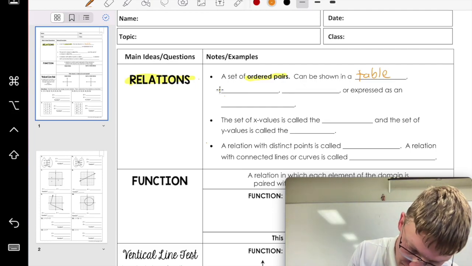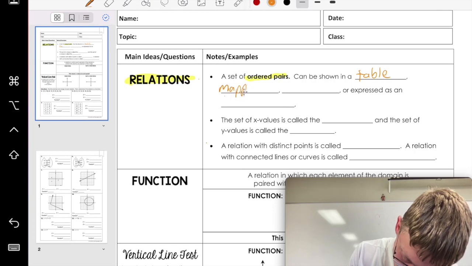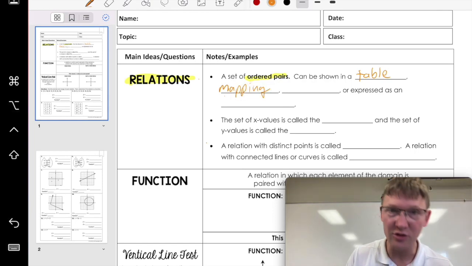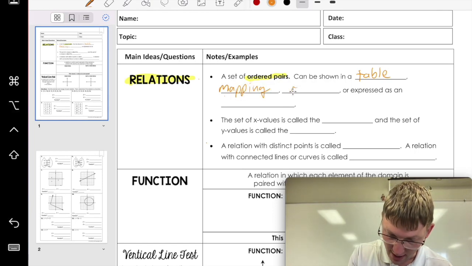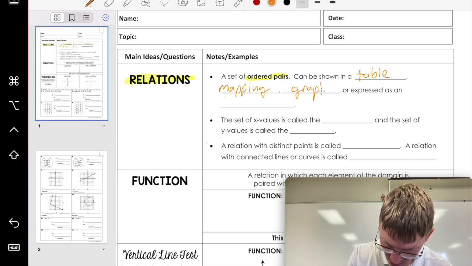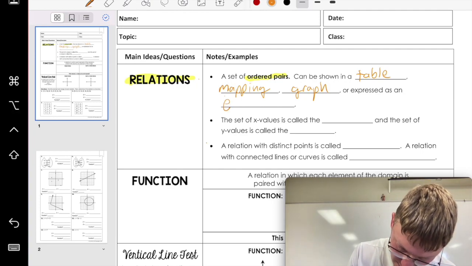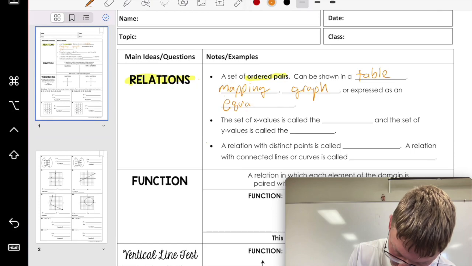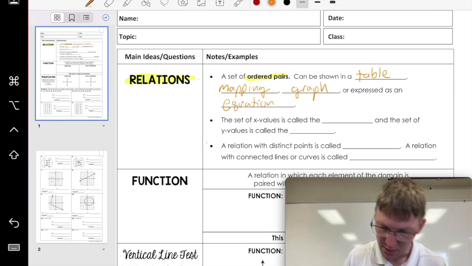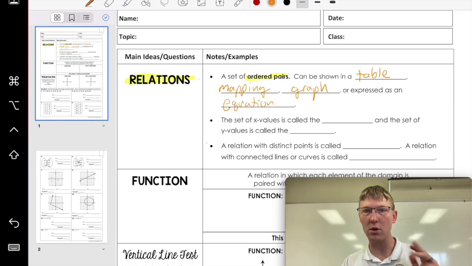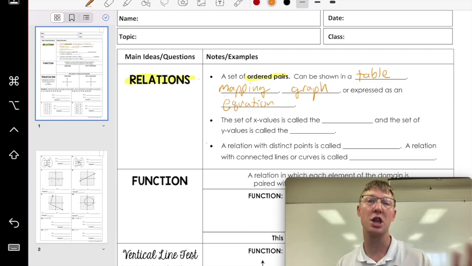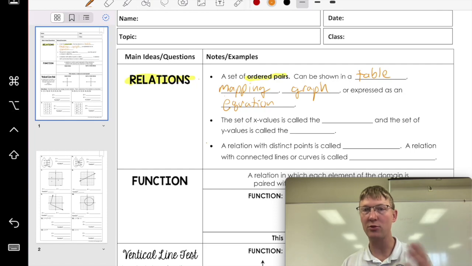We can do something called mapping, which we will see in just a minute. Or we can do a graph. Hopefully you are familiar a little bit with graphing an equation. Or it can be expressed as an actual equation. So: table, mapping, graph, or an equation. Obviously, graphs and equations are the things we're going to use the most, but mapping and tables will still come up.